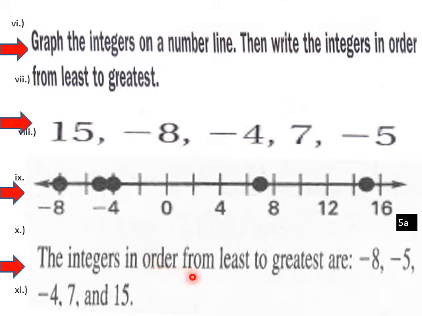The integers in order from least to greatest are negative 8, negative 5, negative 4, 7, and 15. So that would be in order from the least to the greatest.